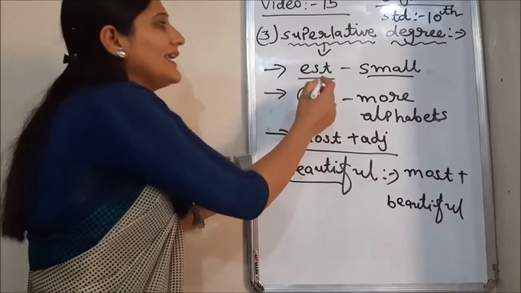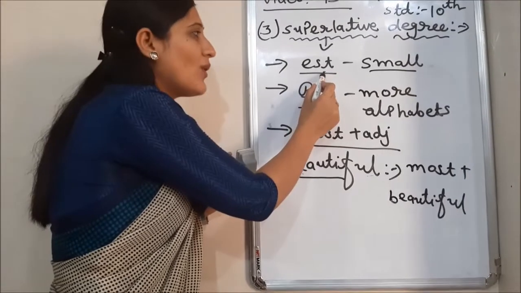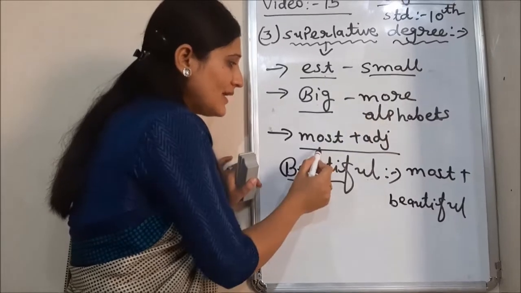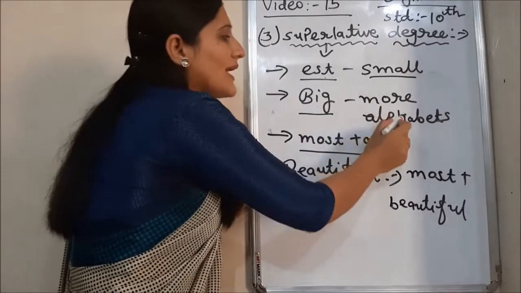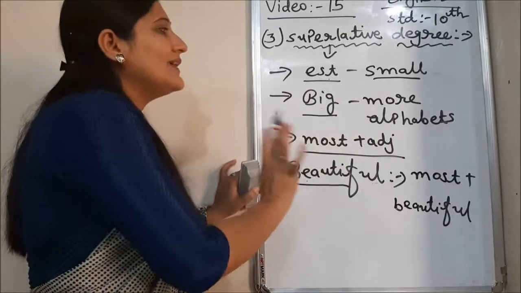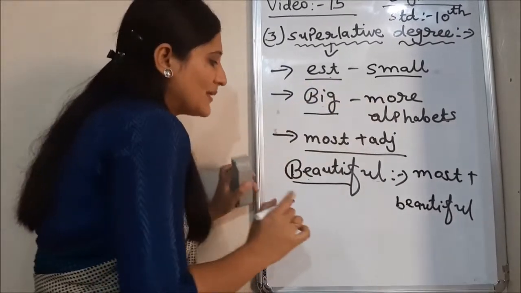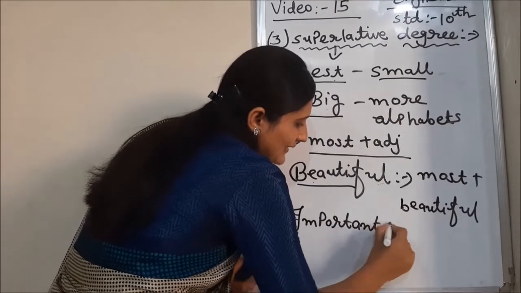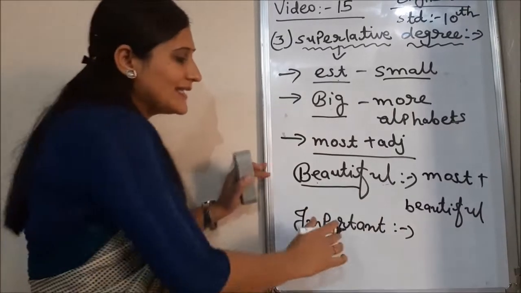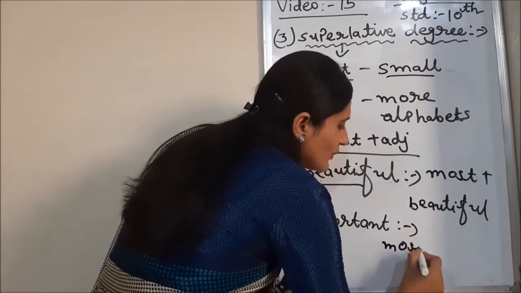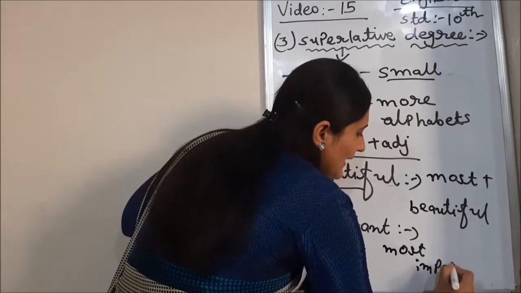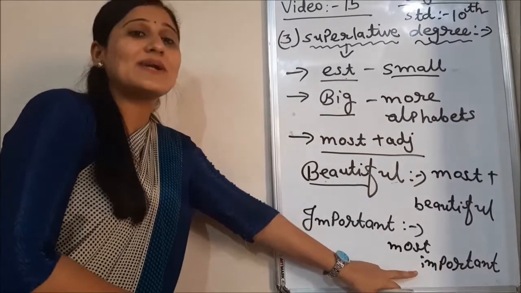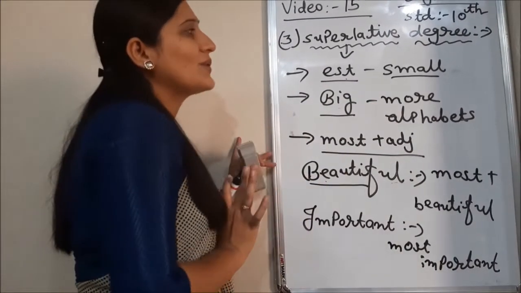Keep in mind, if the spelling of the adjective is small, you need to write est. If it is a big adjective, you need to write most plus adjective, because there are more letters in the adjective's spelling. We cannot write beautifullest. For example, second, important. This is a long spelling, with more letters in the adjective. Here we need to write most important. We cannot add est here, right? So only this simple thing you have to keep in mind.